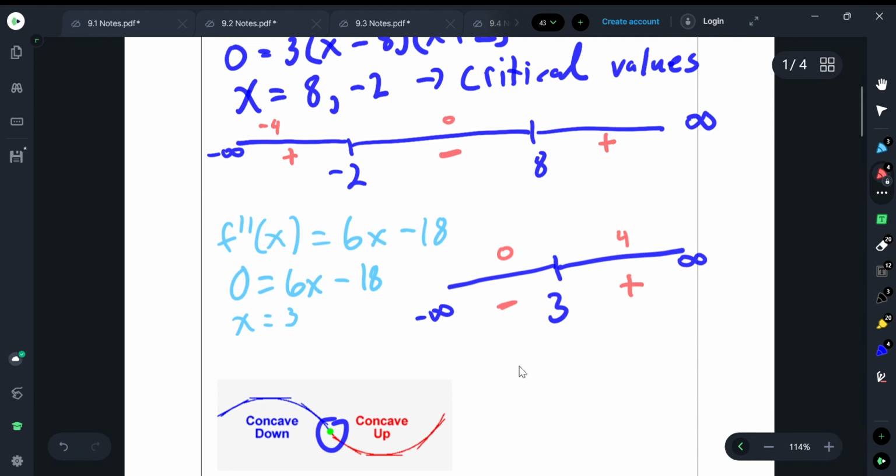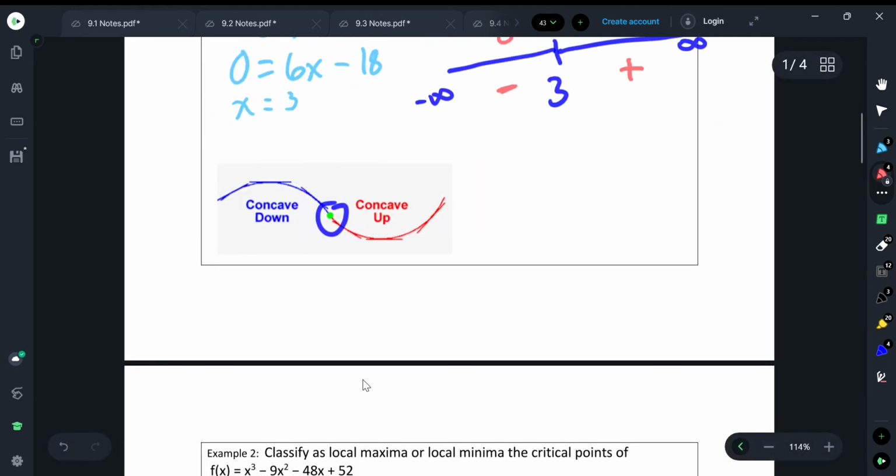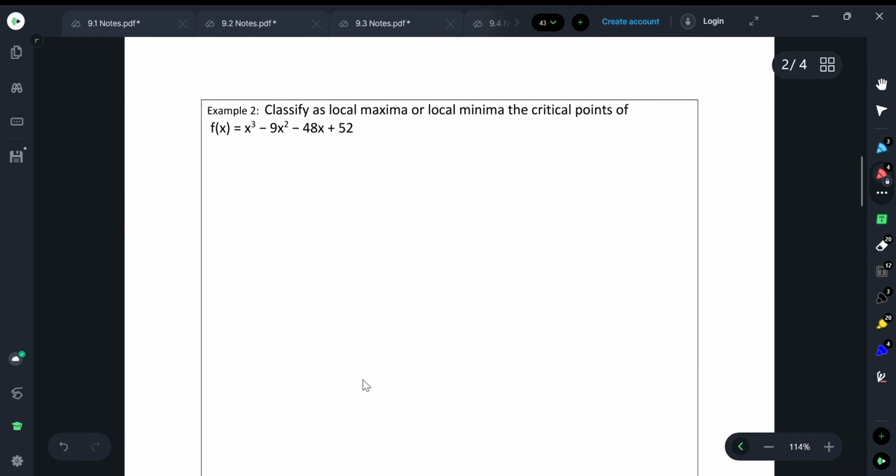So it tells me, looking from negative infinity up till 3, it's going to be concave down. Then when it hits 3, it's going to change concavity and go concave up. And you can see that here. See that? That's concave down. Concave up holds water if it's raining. All right, cool. Let's do one more.